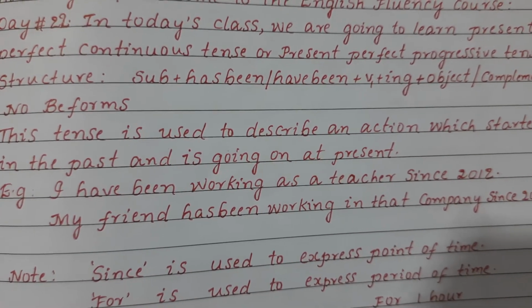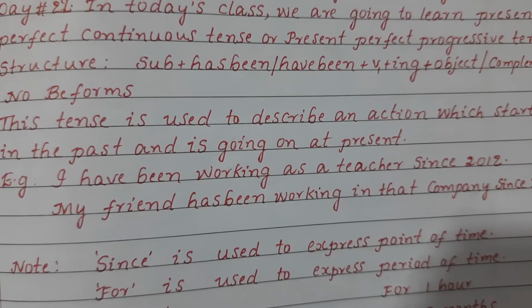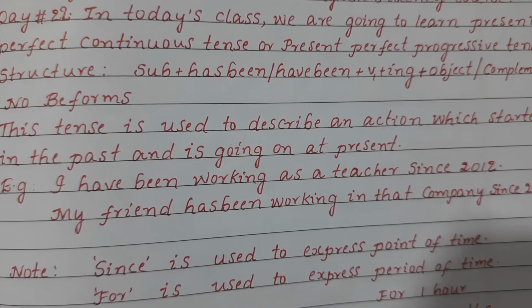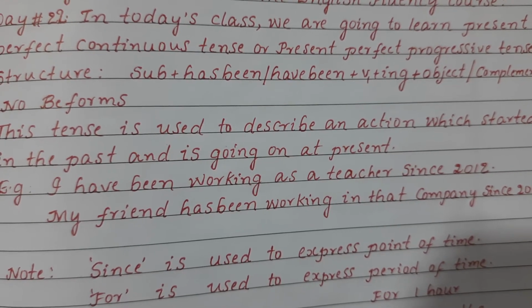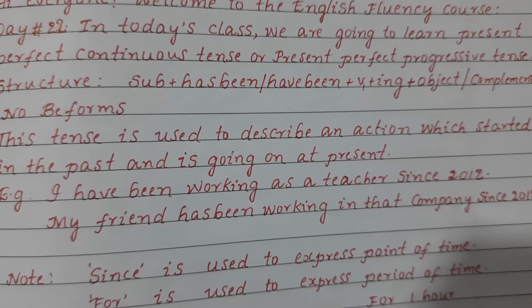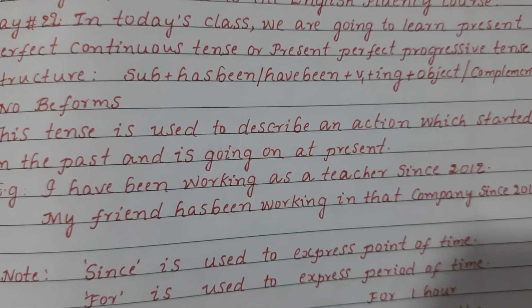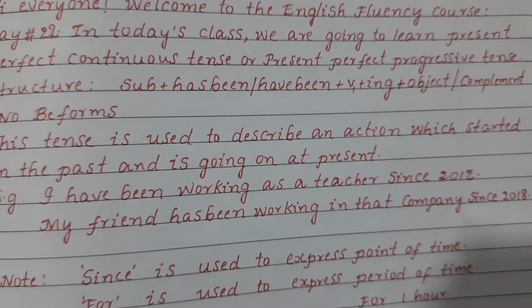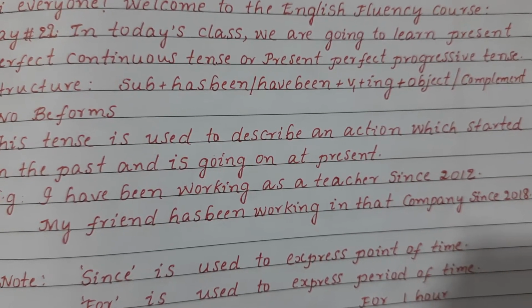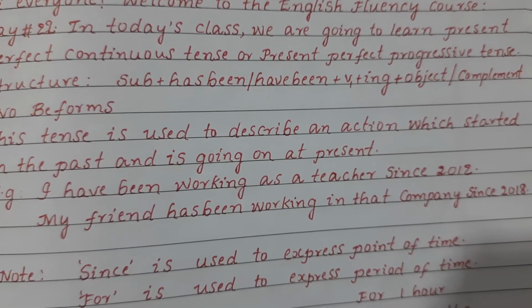Example, I have been working as a teacher since 2012. I started working as a teacher in the year 2012 and I'm still working as a teacher. So, to describe this action, we have to use present perfect continuous or present perfect progressive tense. We should not say I'm working as a teacher since 2012. We have to say I have been working as a teacher since 2012. Action started in the past and still going on.